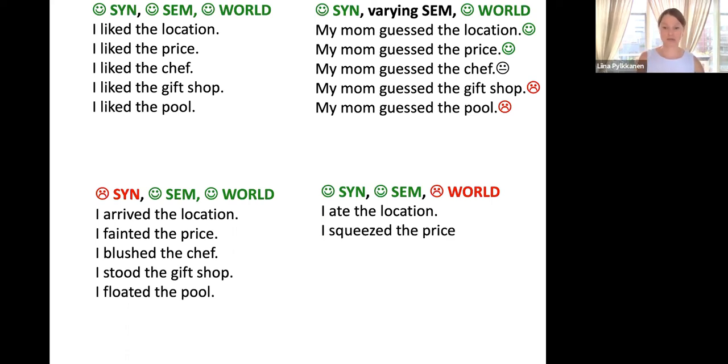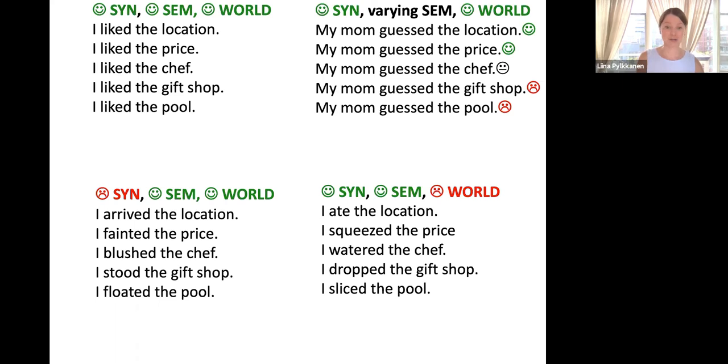I squeezed the price. I watered the chef. I dropped the gift shop. I sliced the pool. We can all imagine these situations, which means that your semantic combinatory system went ahead and constructed that meaning, but the resulting meaning is just a little odd given what you know about the world.